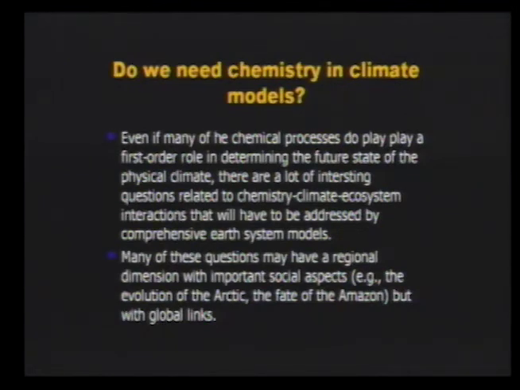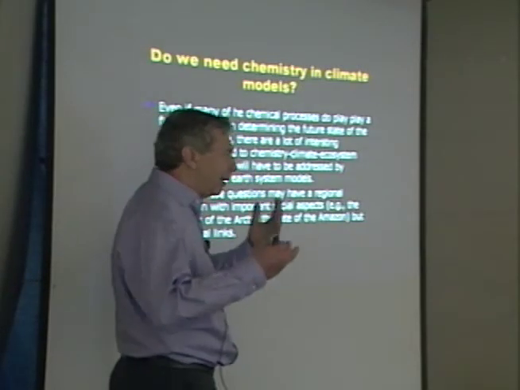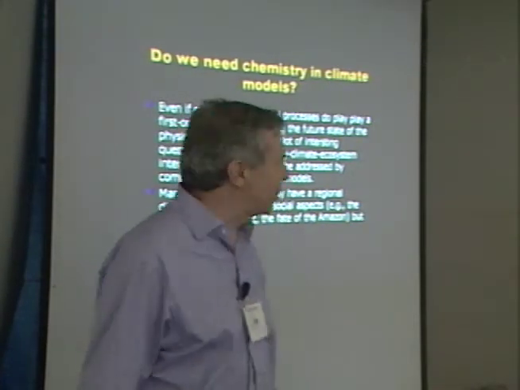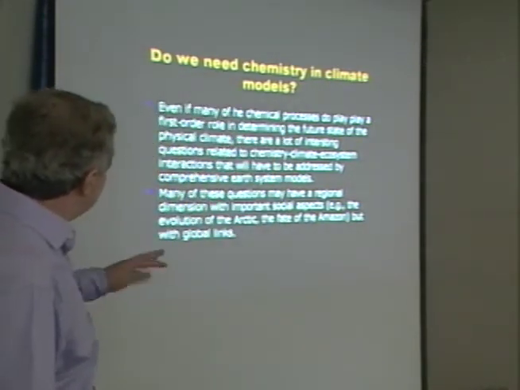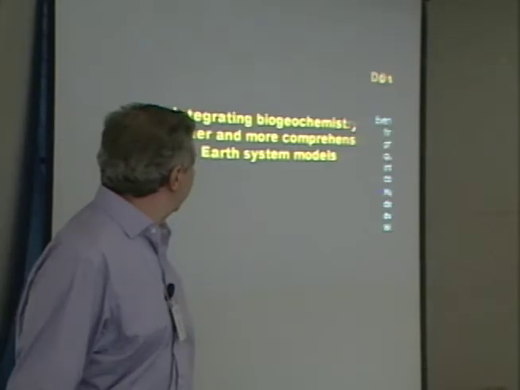There are also a lot of aspects on the regional dimension with important social consequences. I think the evolution of the Arctic is a very important issue. What's going to happen there? We see the ice melting faster than we thought. What about the fate of the Amazon? We talked about all that this morning. So I think these regional questions, which have global links, are also important to look at.